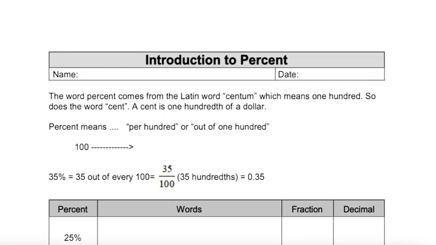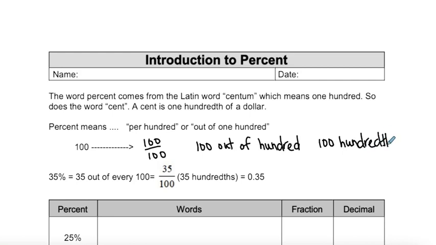So you can express this in a few different ways. You could express this as 100 over 100. You could express it as 100 out of 100. You could even express this as 100 hundredths. And if you wanted to express this as a decimal number, when we divide 100 by 100, we get 1.